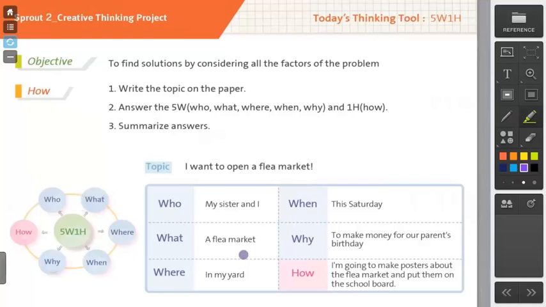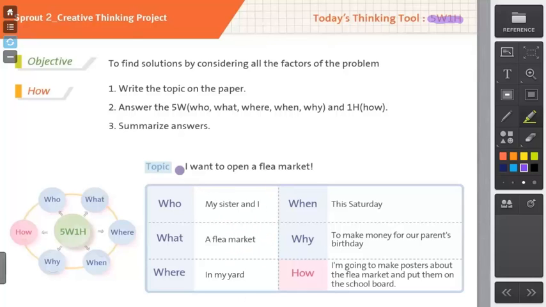So what that looks like, you would say something along the lines of, okay, today our thinking tool is 5W1H. So we are going to answer 5W questions: who, what, when, where, and why, and we'll answer 1H question of how. So now let's do this example here.